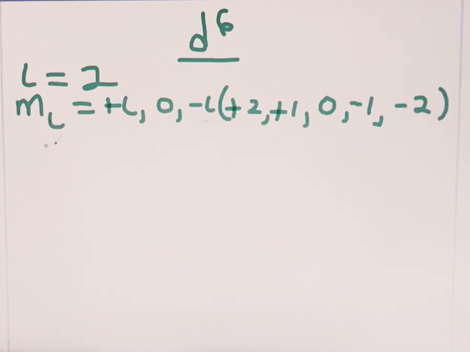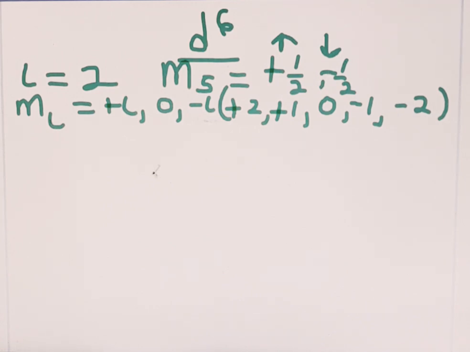Then we know that the spin quantum number can either be plus half, because an electron can spin upwards, or can spin downwards, which is represented by negative half. Then we write down the orbitals. D orbital is a 5-degenerate orbital. Then we write down the magnetic quantum number of each orbital.